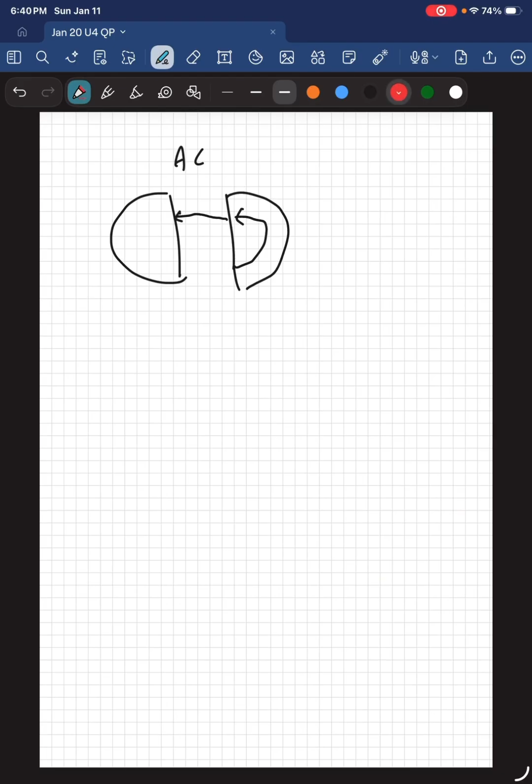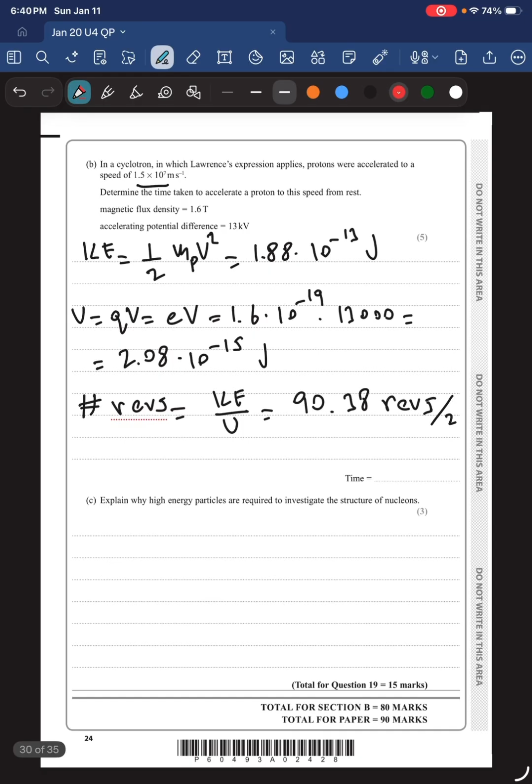So these are the D's, right? And this is the AC over here. Let's say that the proton went this way. So it undergoes half a revolution, and then it gets accelerated here. Then it undergoes half a revolution, and then it gets accelerated this way, and so on. So we have to divide this by 2.